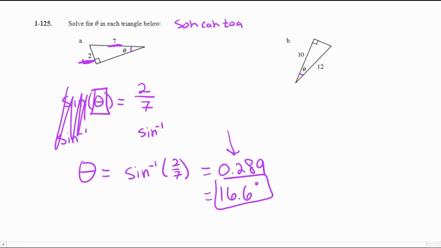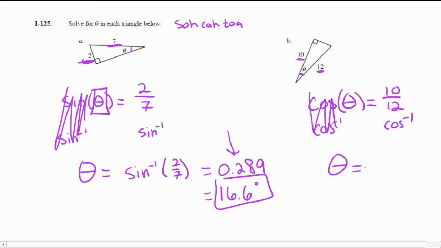Now the second one here, I'm looking for this angle. I have the adjacent side and the hypotenuse, so I'm going to use cosine of theta equals the adjacent over the hypotenuse. And now, same thing, I'm going to do the inverse of cosine to both sides, which gives me the angle equals the inverse of cosine of 10/12.